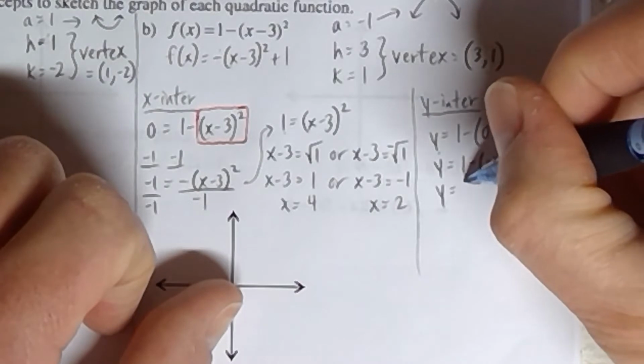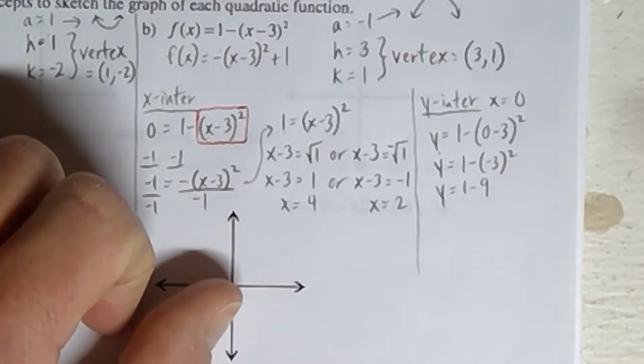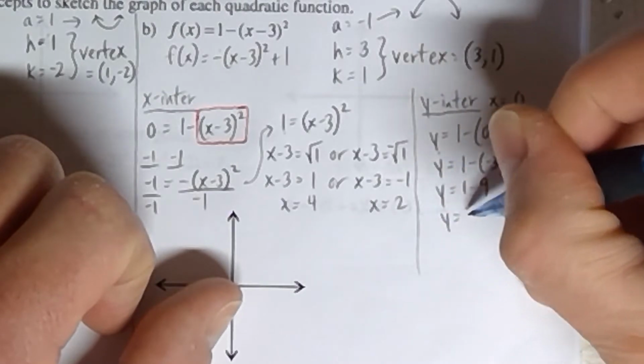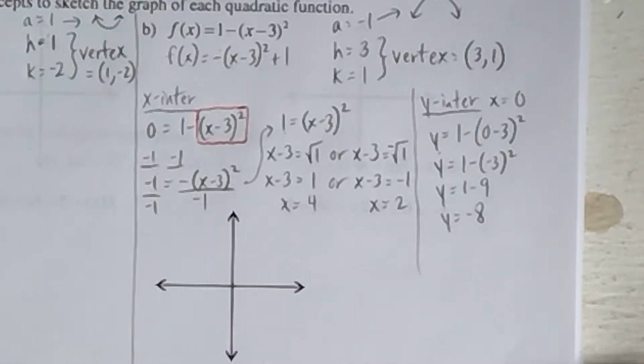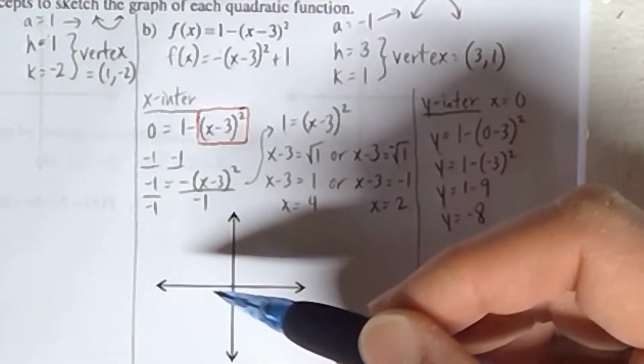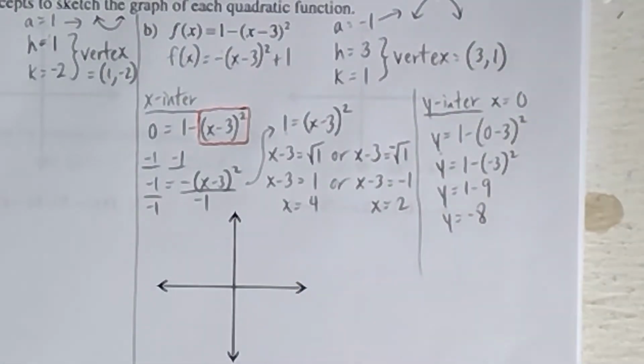Then -3 squared is 9. Then we subtract and we get y equal to -8. Okay. All right. Now, -8 is kind of a big number. You'd have to put a lot of marks on here in order to fit all that on.